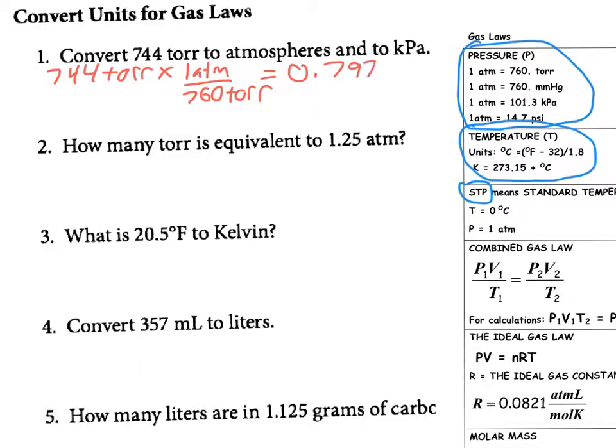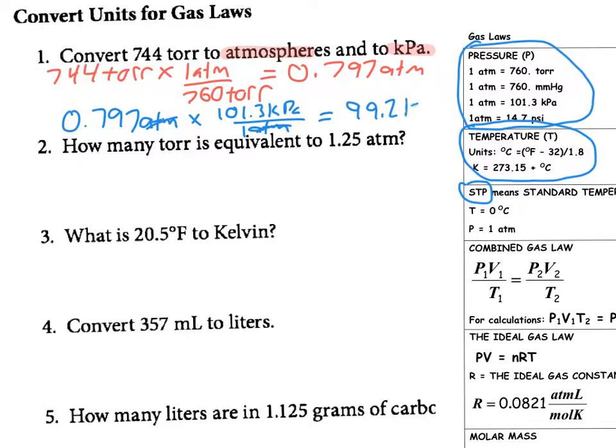Because the question asks for both atmospheres and kilopascal, I'm going to do a second conversion where I take that 0.979 atmospheres and now multiply it by 101.3 kilopascal over 1 atmosphere. So I'm now multiplying by the conversion factor, and I get 99.2 kilopascal. Hopefully you're trying it, and you can pause the video and then check the answer in the setup.